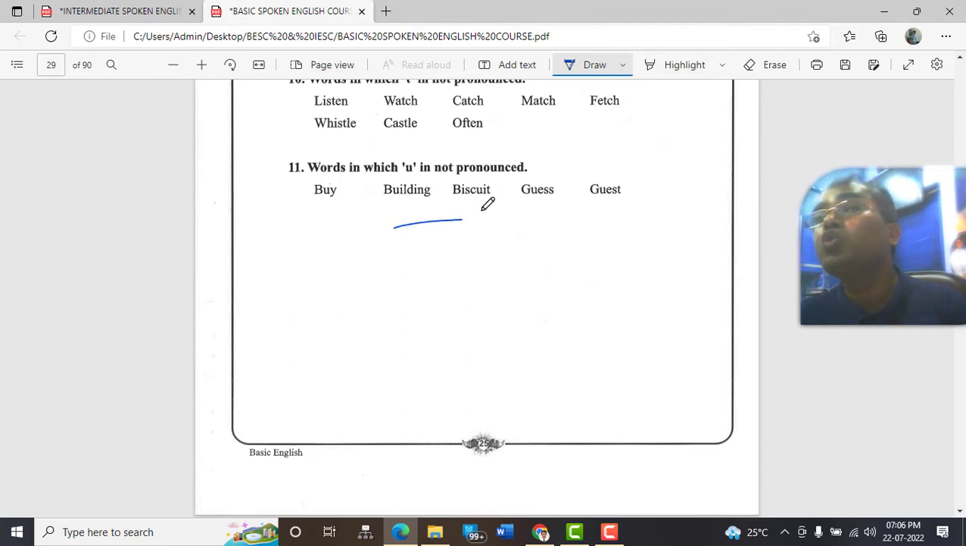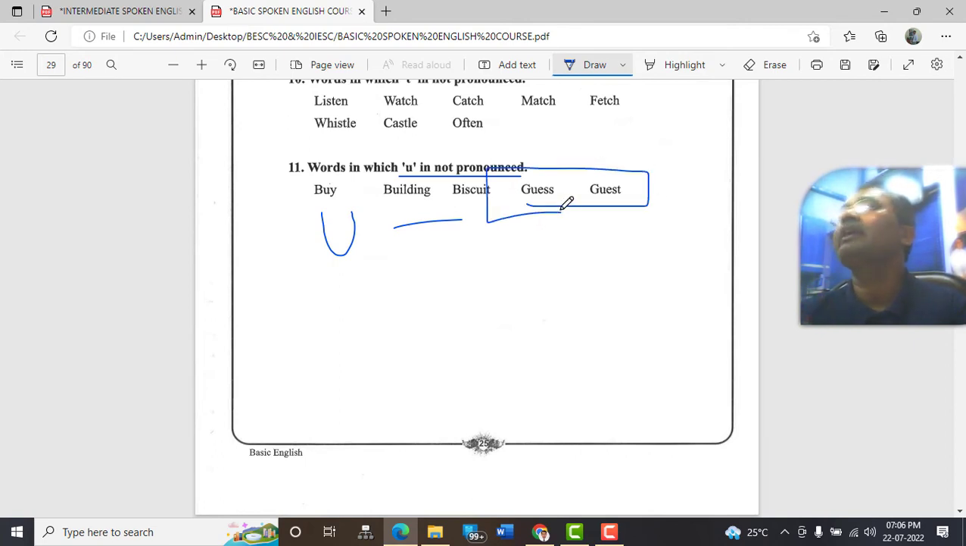Words in which U is not pronounced. Why? U means buy. It should become 'bu', U is there, but what we actually say is 'bye', 'ba' we use. Then why did I use U in buy? So there are certain places where U is not pronounced. You should know this. When you know that, you become confident and you can pronounce the words in front of others. Otherwise you will get confused.